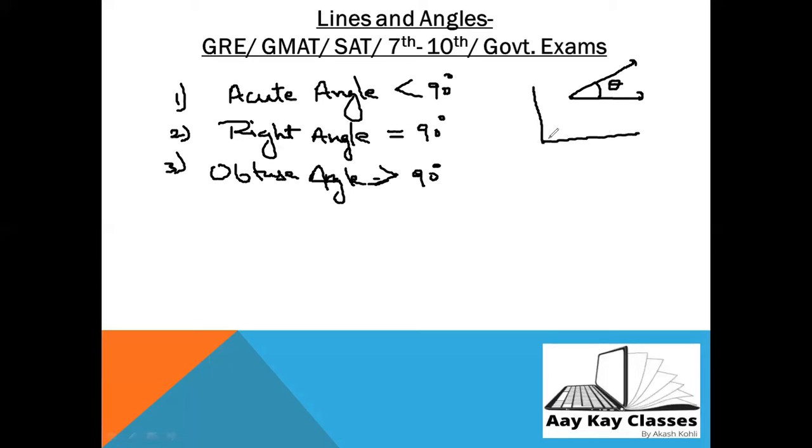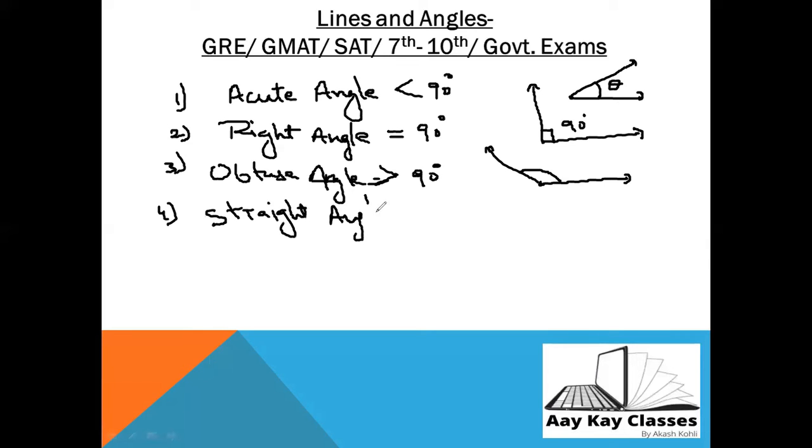Usually we draw a right angle like this. This is 90 degrees. And when we talk about an obtuse angle, then that is this. This is an obtuse angle, which is greater than 90 degrees. The fourth one is a straight angle.